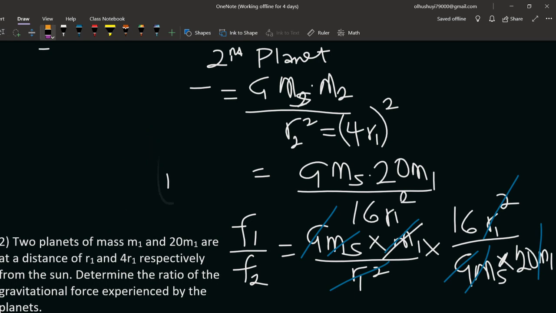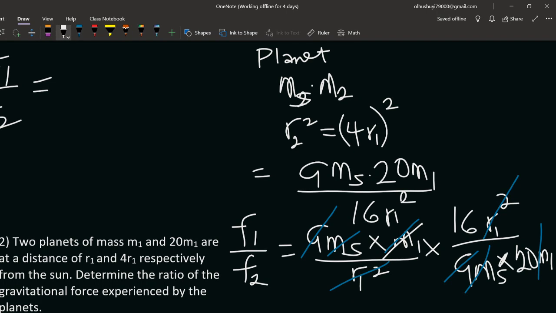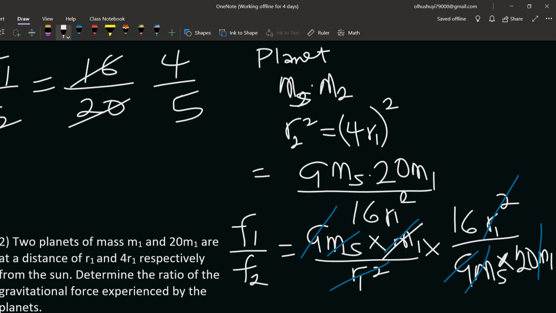I can say my f1 over my f2 is now 16 upon 20, and that will be 4 here, 4, 4 here, 5. The force operating on the first planet with respect to the force operating on the second planet, their ratio will be 4 to 5, 4:5.